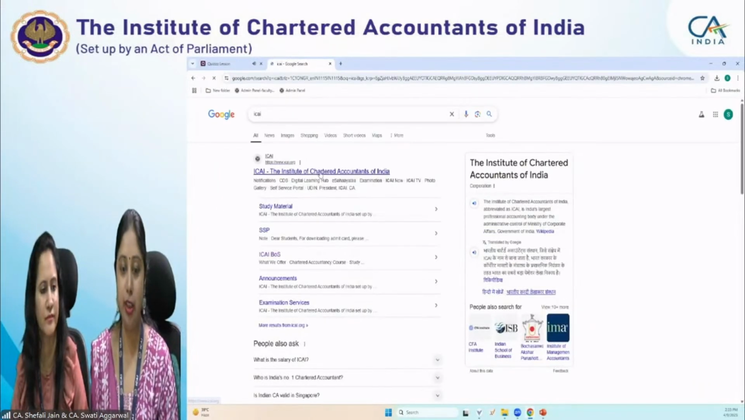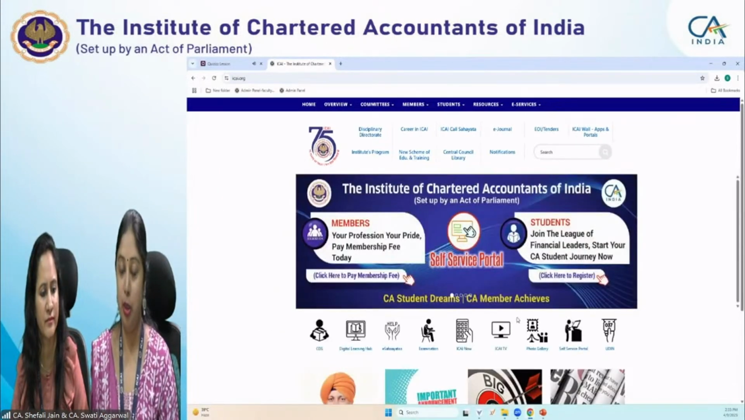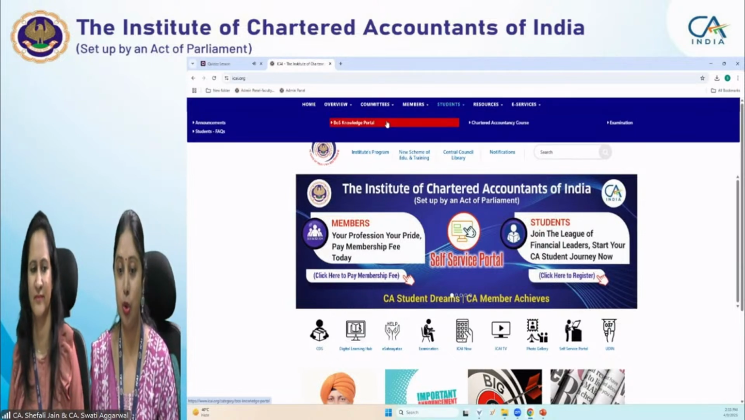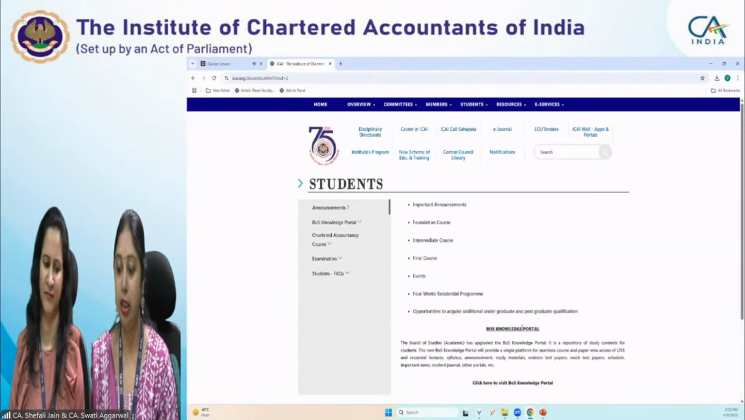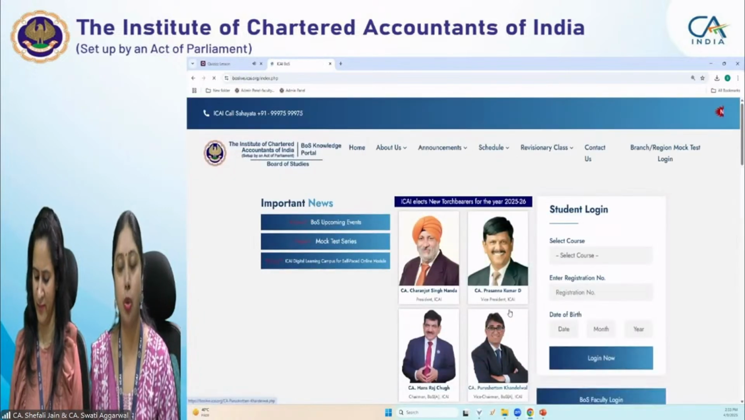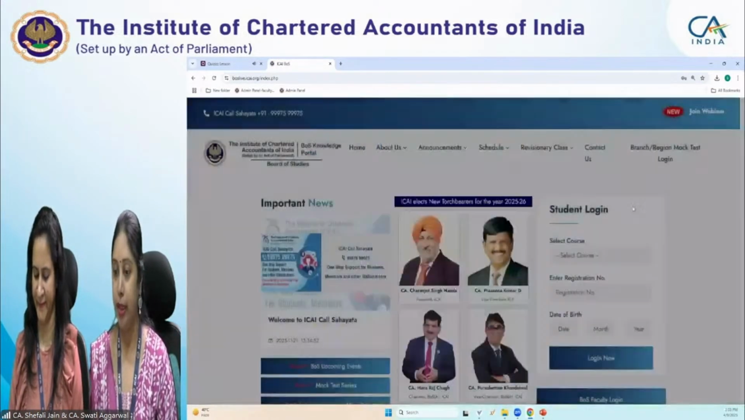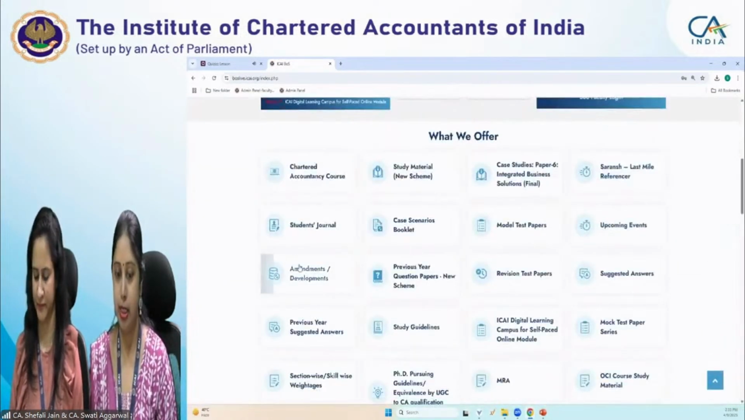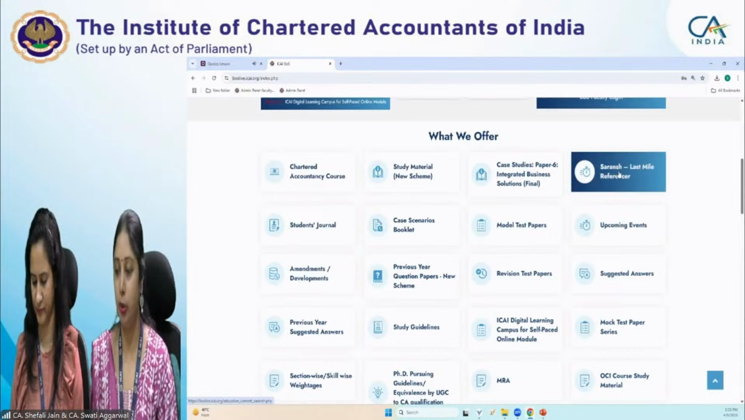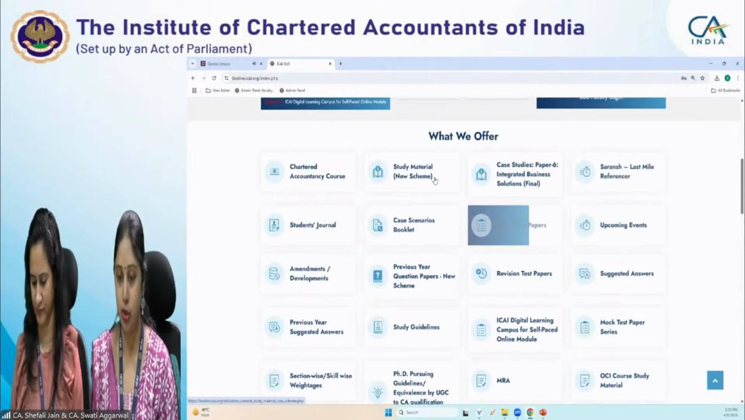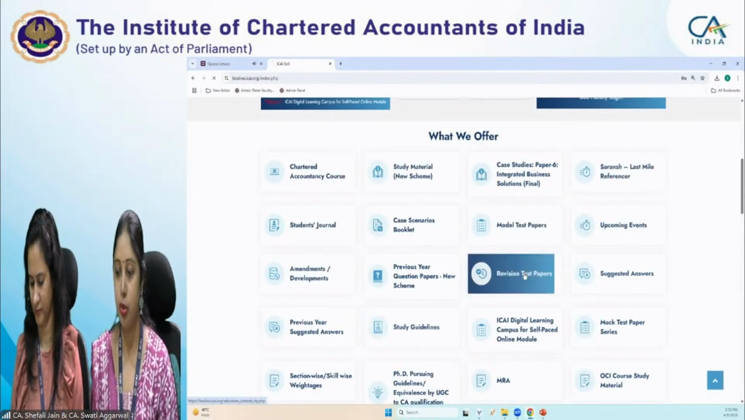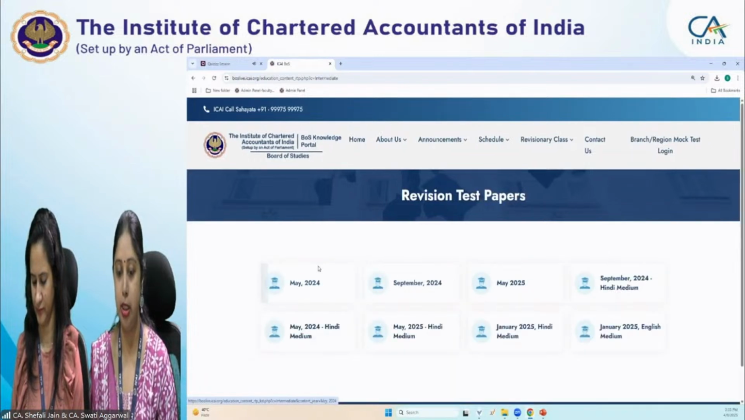And let us see where the RTP is available on the website. As Baljeet asked, where will we get the Saransh booklet? You should know that you will get all the BOS related publications on the BOS Knowledge Portal. See, the Saransh booklets are here, Baljeet. You can see you will get the intermediate Saransh also. But we are straight away moving to revision test papers for the intermediate taxation paper.